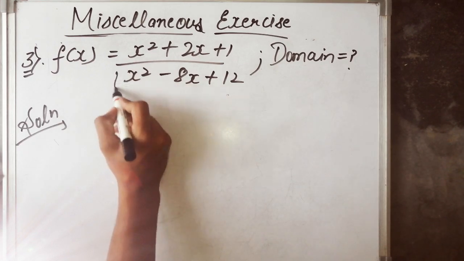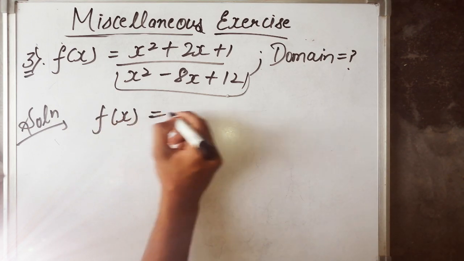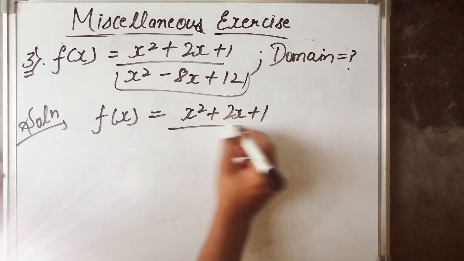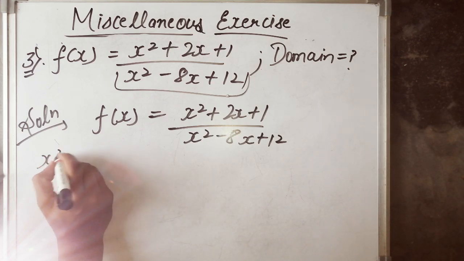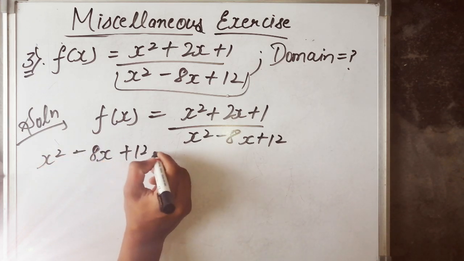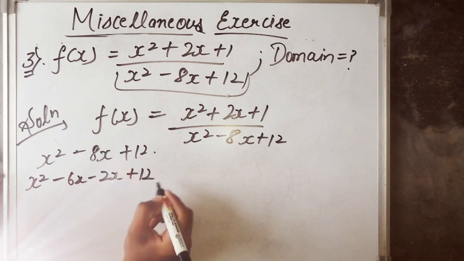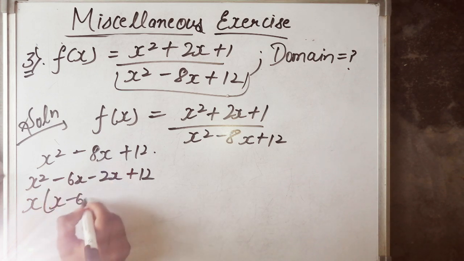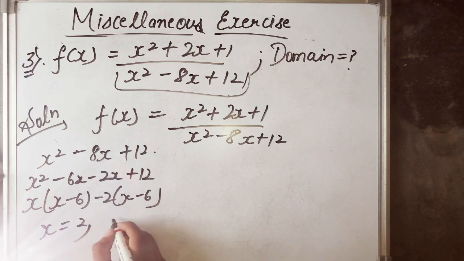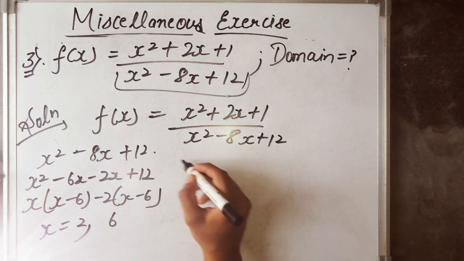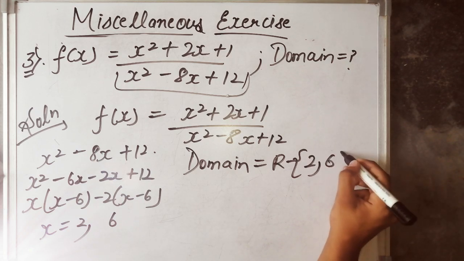We need to factorize this expression, and after factorizing we have, let me write down, f(x) equals x square plus 2x plus 1 by x square minus 8x plus 12. Here we will have x square minus 6x minus 2x plus 12, and after that, taking x common, we have (x minus 6)(x minus 2). So we have the solutions x equals 2 and x equals 6. Okay, and the domain of this question will be R minus {2, 6}.